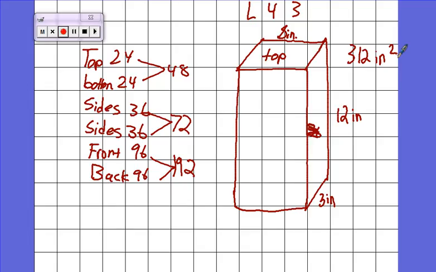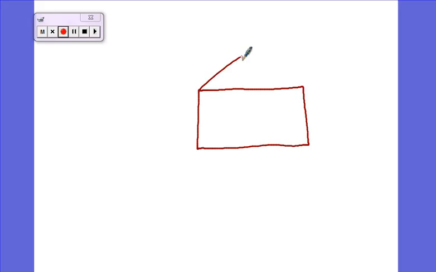All right, let's do one more. And you're doing not complicated surface area. It eventually will get complicated, but for you guys, right now, where you're starting, not too bad. Here's the front. Oops, made that too long. So okay, another rectangular prism. This one's a little bit different. This is 9 inches. This is 5 inches. And this is 4 inches.